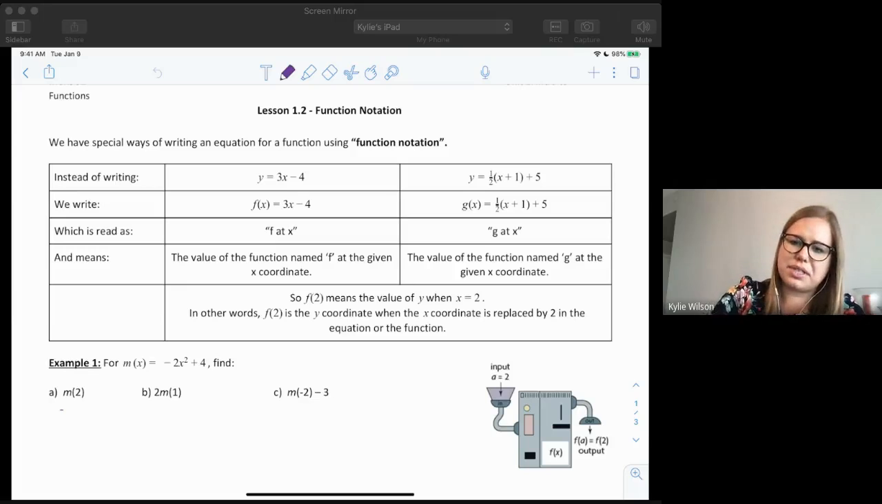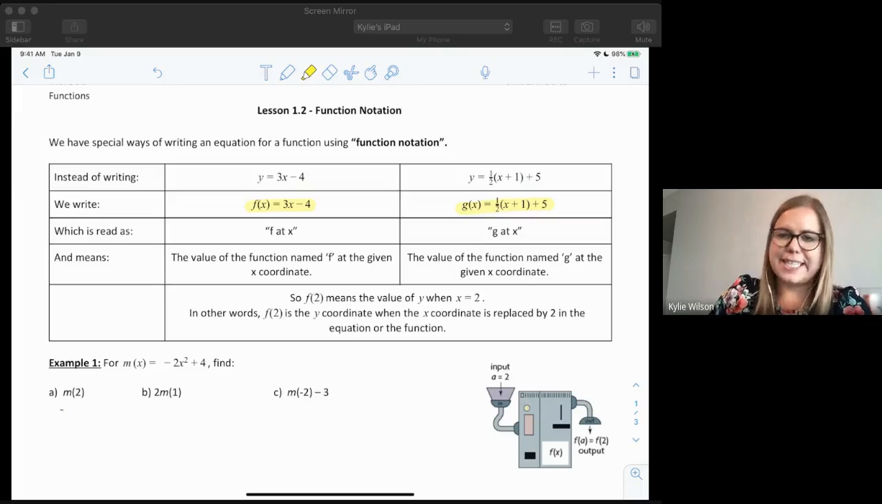So up until this point, if I gave you an equation, you always wrote it as like y equals 3x minus 4, or y equals 1/2 x plus 1 plus 5. We always had a y equals and then some sort of equation. But now that we're talking about functions, we're going to use what's called function notation. And that looks like this: f at x equals 3x minus 4, or g at x equals 1/2 x plus 1 plus 5.